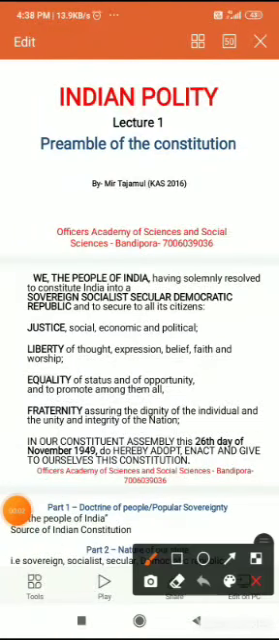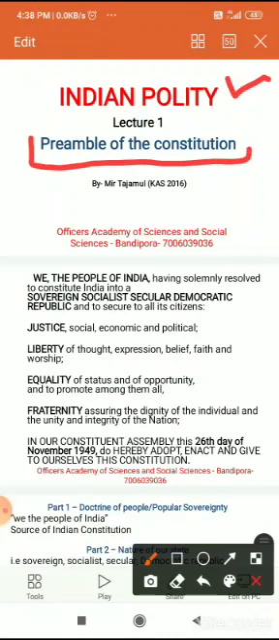Welcome, students. In this session, we'll be talking about Indian polity. And in the Indian polity, our first topic is Preamble of the Constitution. First of all, we shall study the contents of the preamble.